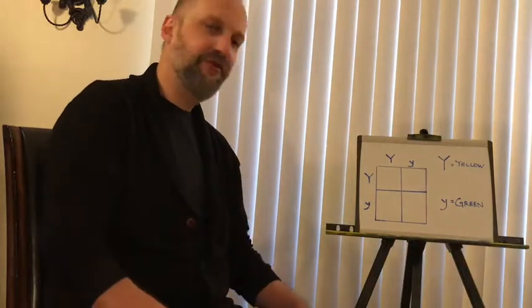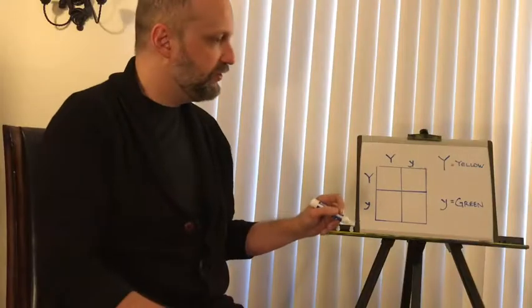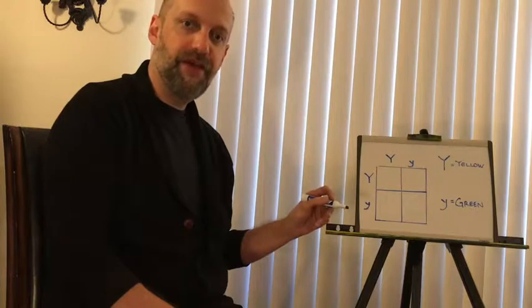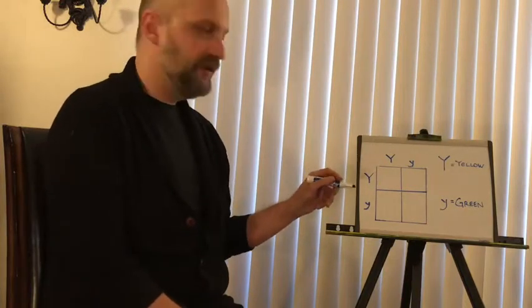The Punnett Square was introduced by Reginald Punnett in the early 20th century, and it's a simple tool for determining the genotypes of offspring based on the genotypes of their parents. So let's take a look at a simple example.